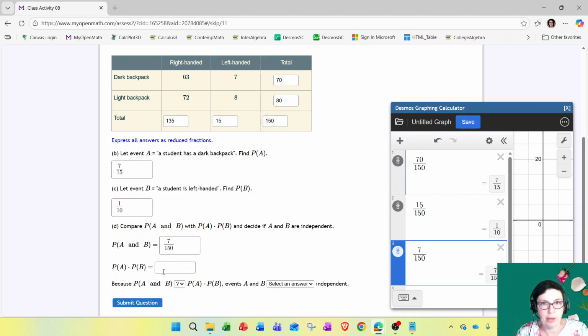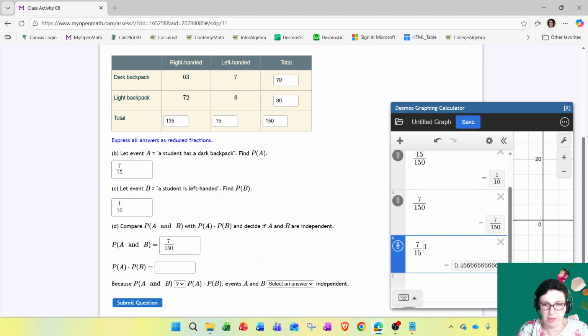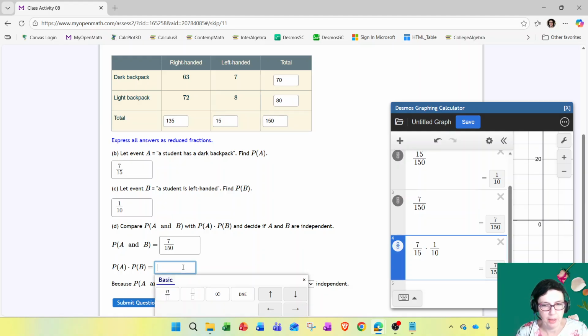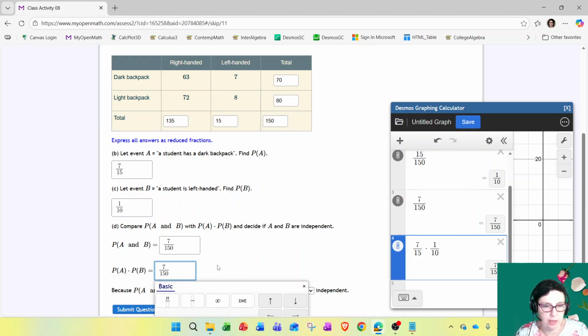Now, the last part, that's the multiplication rule. The multiplication rule says, if A and B are independent, then the probability of A and B is the probability of A multiplied by the probability of B. Well, we just found the probability of A and B. So now let's multiply these two. So 7 over 15 multiplied by 1 over 10. So also convert that to a fraction. It will give me 7 divided by 150.